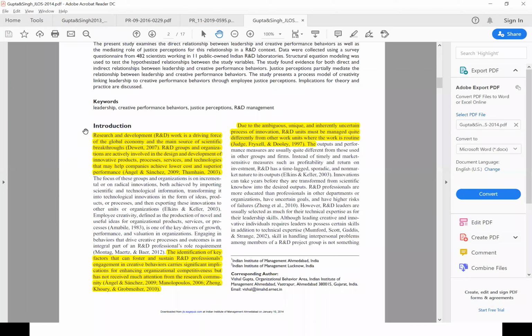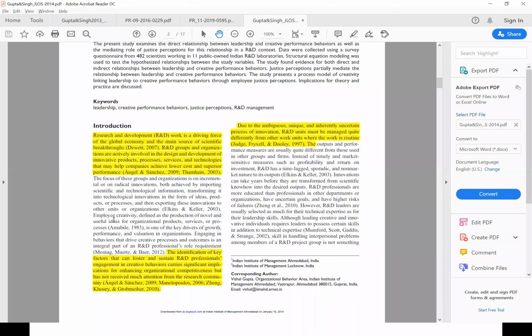Leadership is a very well-researched area, but I was still able to publish this article because I was able to contextualize properly the role of leadership in an R&D context. So I talk about R&D as a driving force of the economy. R&D groups and organizations are involved in design and development of processes and lead to superior performance. Then I give a few details about this.